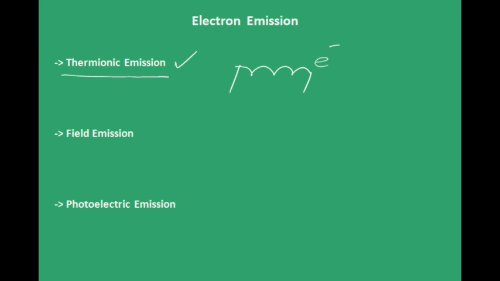This is one way. The other way is field emission. Here you apply a very strong electric field such that the electrostatic force that acts on the electron is enough to break the forces inside the metal, and hence you get an electron that is pulled out of the metal. But the problem is the electric field you have to apply is very high. It should be of the order of 10 power 8 volt per meter. This is very high, right?